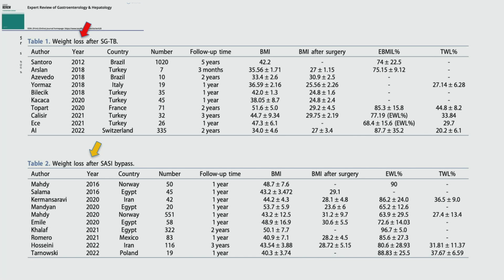Here you can see the different authors, and here you can see the different numbers, total weight loss, 27%, 44%, 20%, regarding the standard Roux-en-Y, and regarding the SASI, very similar, 36%, 27%, and 31%. So very similar, one anastomosis transit bipartition and two anastomosis transit bipartition.